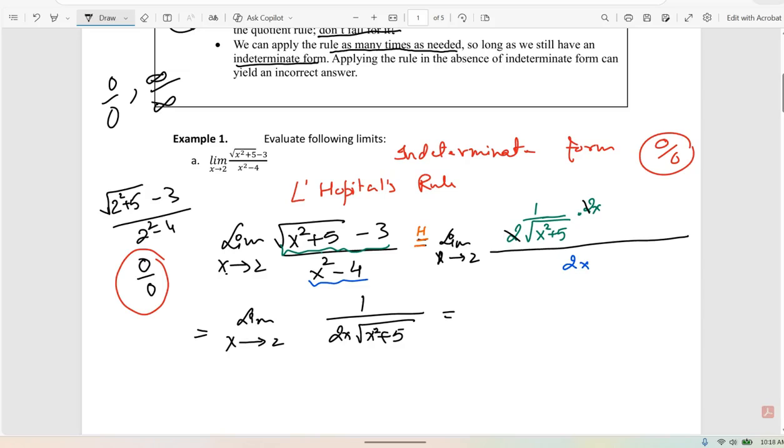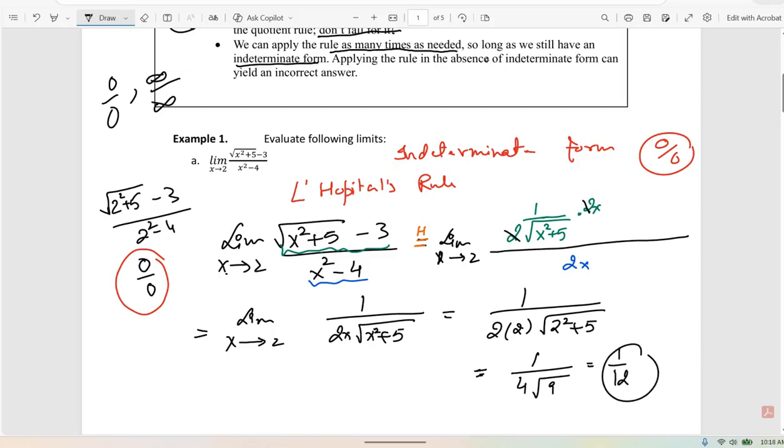If I put 2 in here now, this does not become indeterminate, and the denominator does not become 0. So that will be 4 times the square root of 9, which is 4 times 3. The answer should be 1 by 12. So that's the basic method of L'Hopital's rule.